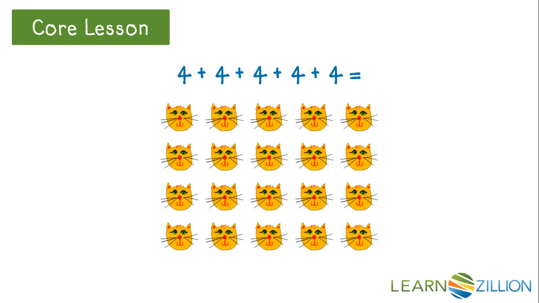Remember, equal addends just means that each one of our addends is the same. We can count by 4s to find out how many cats are in this array. 4, 8, 12, 16, 20. There are 20 kitties in this array.